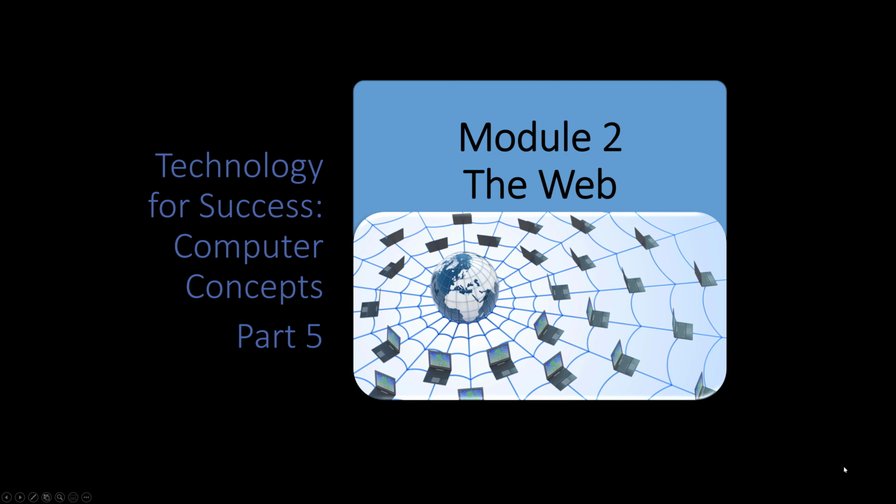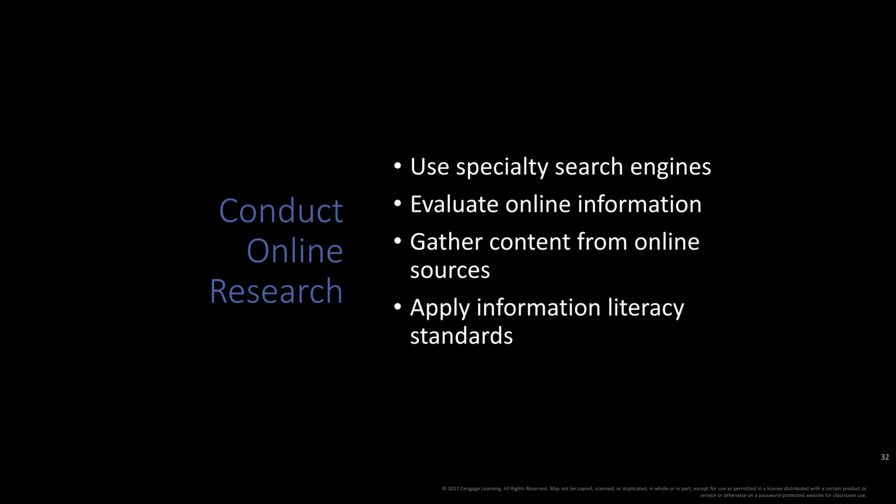All right, folks, so that's pretty much it. We're going to hit the last part of this in the next video, part 5. In part 5, we're going to look at using specialty search engines for specialty searches. We kind of looked at that with our blog search browser, if you will. We're going to evaluate online information, gather content from online sources, and then, of course, apply all this information utilizing literacy standards. Until then, take it easy, and I hope to see you in part 5.